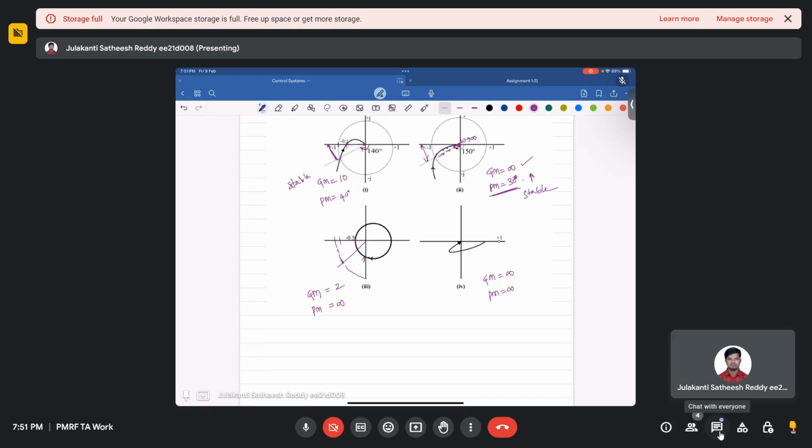Yeah, it is minus j. Minus j means the magnitude is 1 at an angle of minus 90. So sorry, this one should be drawn like this. So it is not at all cutting this unit structure. So that means infinite phase margin. It is not at all possible.